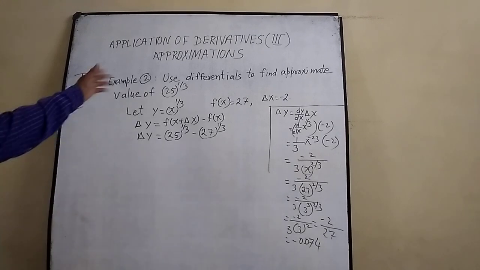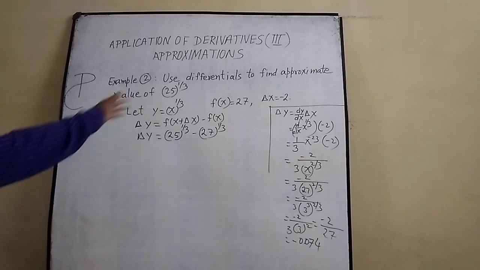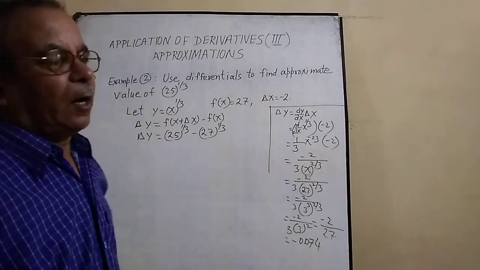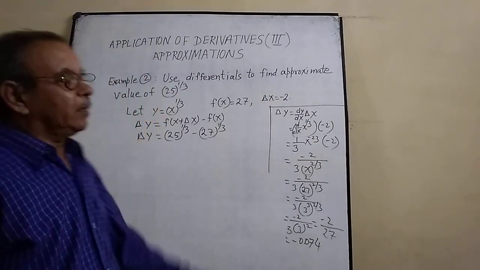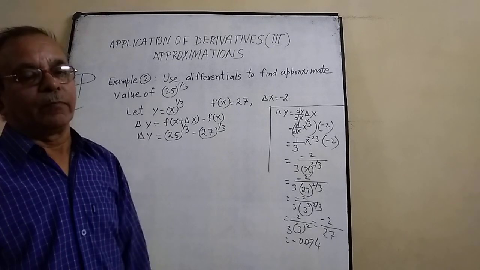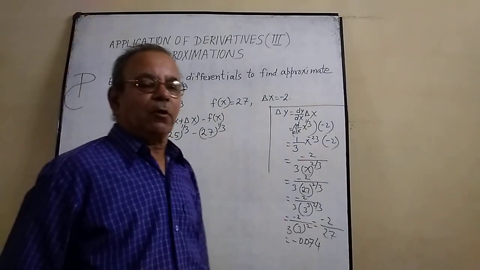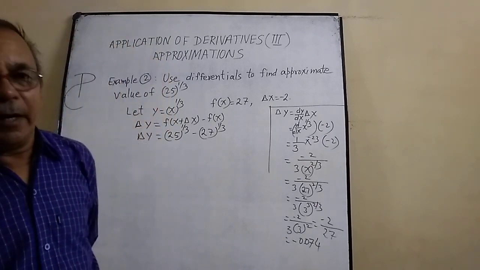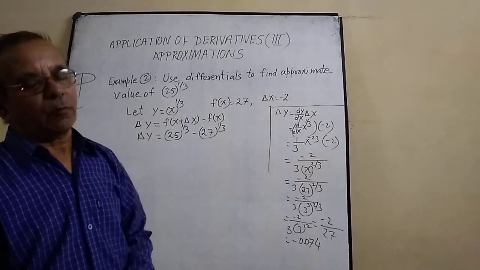Here in the second question, use the differentials to find the approximate value of 25 to the power 1 by 3. Last time our power was x to the power 1 by 2, but here it is x to the power 1 by 3. We know that the cube root of 27 is 3. And for 25, the cube root is not a whole number.